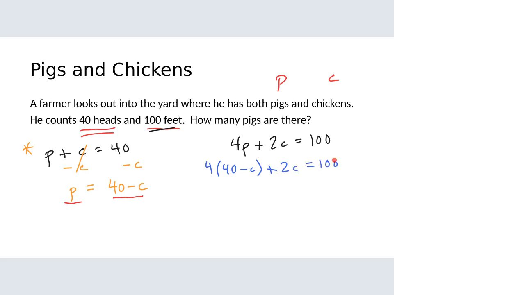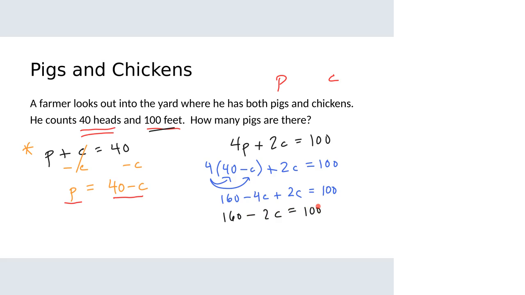Now I have one equation with one variable right here, and I can solve it. We'll distribute that 4 and have, let's see, 160 minus 4C plus 2C is equal to 100. I've got like terms right here, so I can combine those. And I'll have 160, let's see, minus 4 and positive 2. That'll be minus 2C is 100.